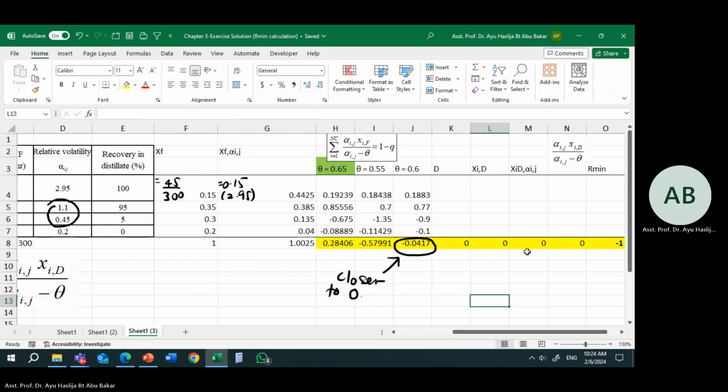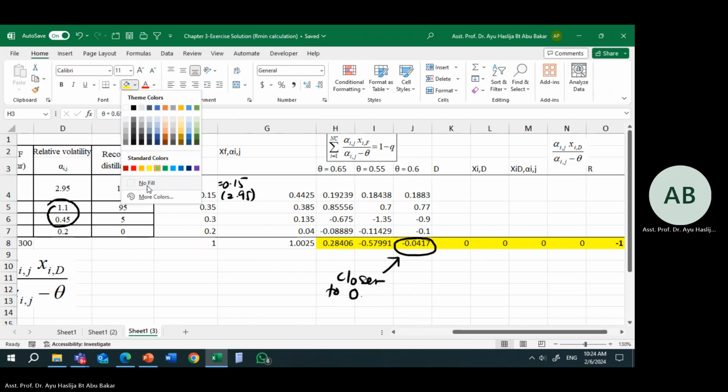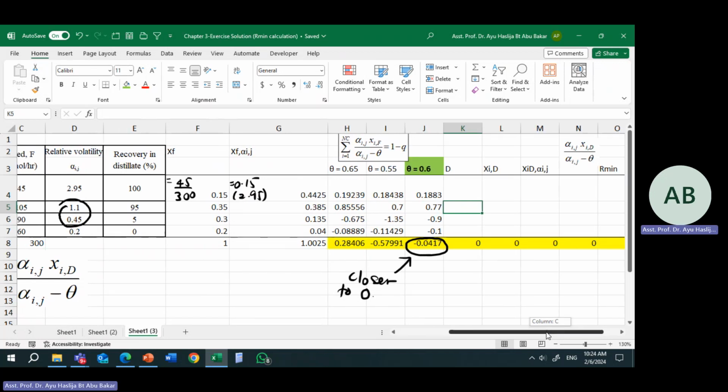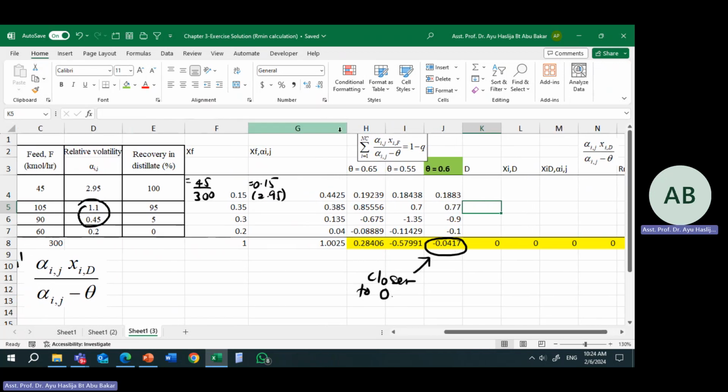Okay, we choose this one, 0.6, to input in our next step. Now, to calculate the R mean, you need XD, the fraction of distillate. The distillate value is not given.